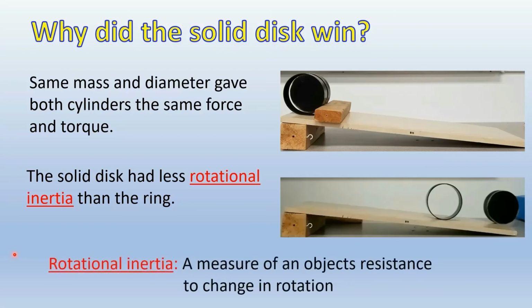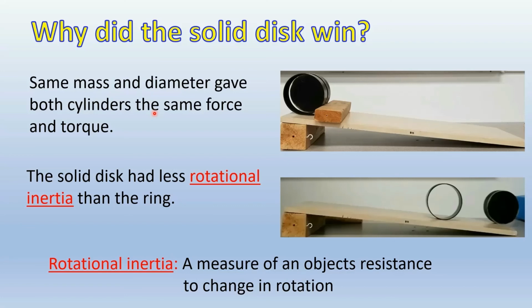Here's a preview. Rotational inertia is a measure of an object's resistance to change in rotation. So maybe I could say it another way. Since the solid disk has less rotational inertia, it's easier to rotate the solid disk. There's less resistance to that change in rotation. So if both cylinders are experiencing the same force, the one that's easier to change rotation will start to rotate faster, and that's what's happening as they race down the hill. They're changing their rotation or speeding up, so the solid disk is the winner.